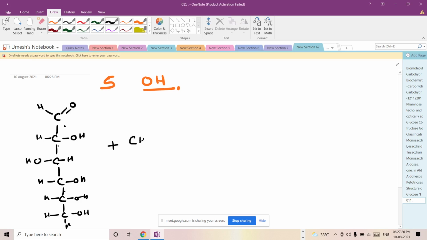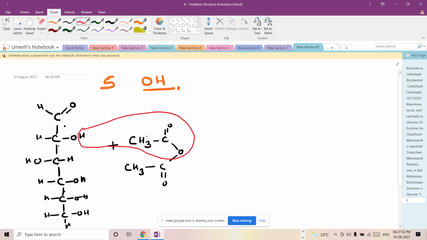If it is treated with acetic anhydride, this H positive ion combines with the acetic acid at the 5 positions, 1, 2, 3, 4, 5, right? I'll be using 5 molecules here, and I will get 5 moles of the acetic acid, and 1, 2, 3, 4, 5.